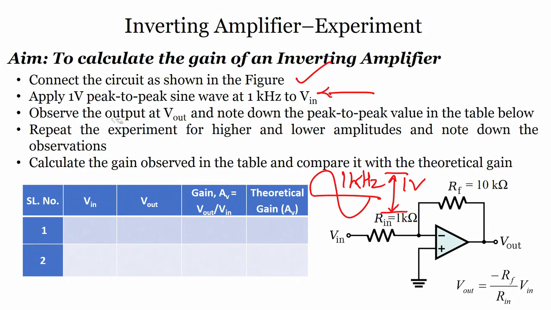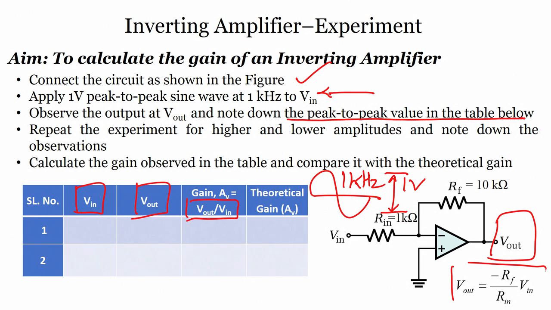Now, what is the next one? Observe the output V out and note down the peak to peak value in the table below. The given table has V in and V out. What is gain? Gain is nothing but V out by V in. This is the formula for V out. From there, how can we find the gain?